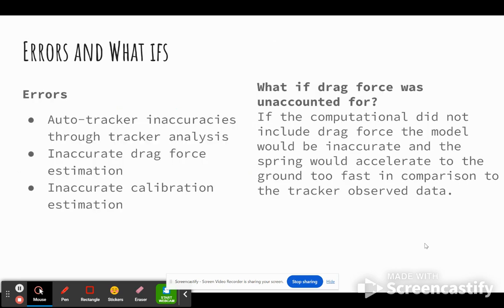These errors can include Auto Tracker inaccuracies through Tracker analysis, inaccurate drag force estimation, since I really just did trial and error, and inaccurate calibration. The height of the man may not have been 1.8 meters. And then, what if the drag force was unaccounted for? If the computational model did not include the drag force, the model would be very inaccurate, since the spring would accelerate to the ground too fast in comparison to the tracker data observed.